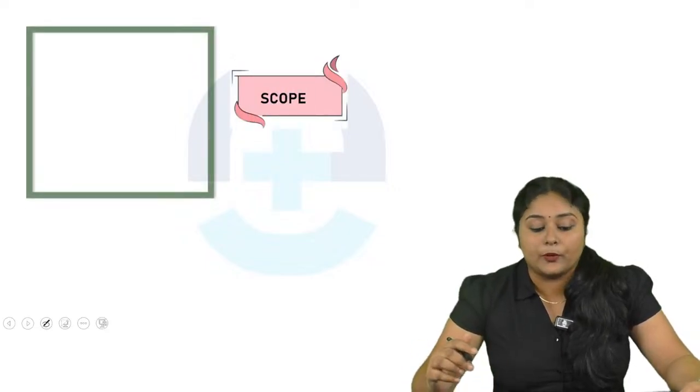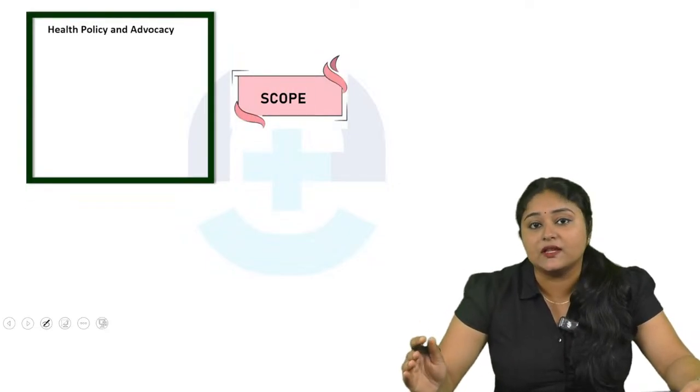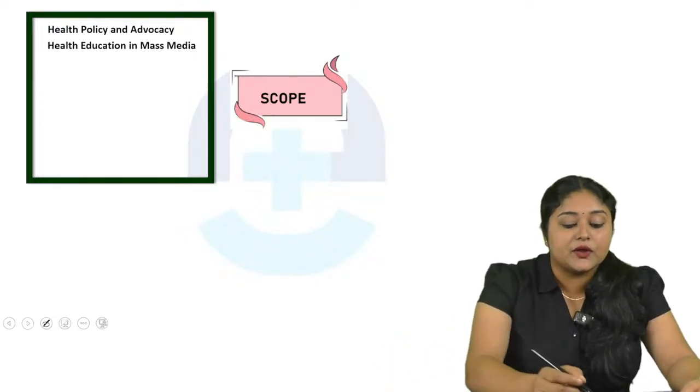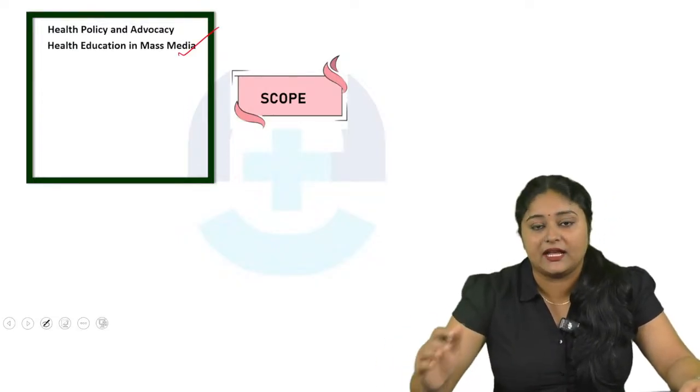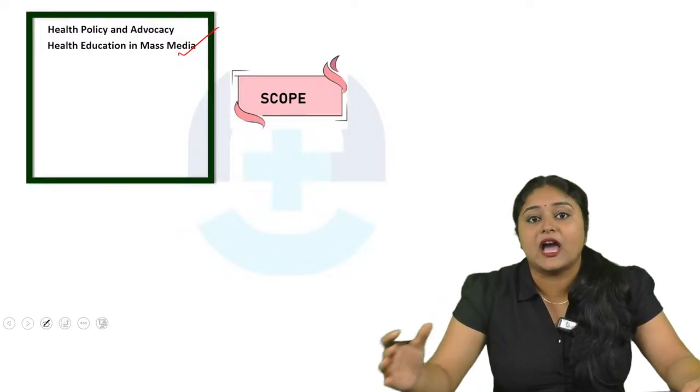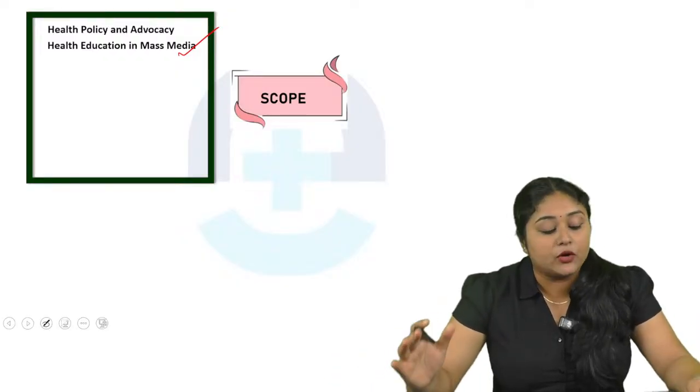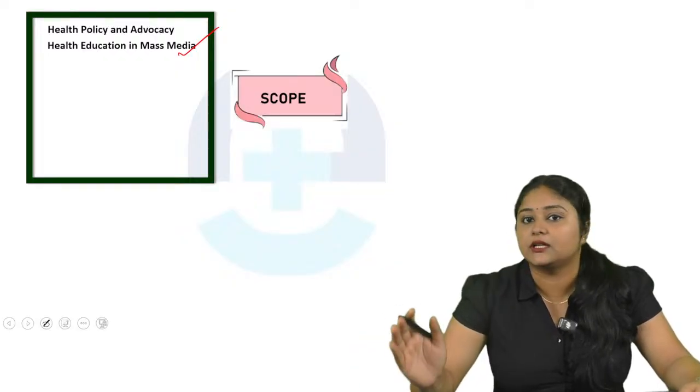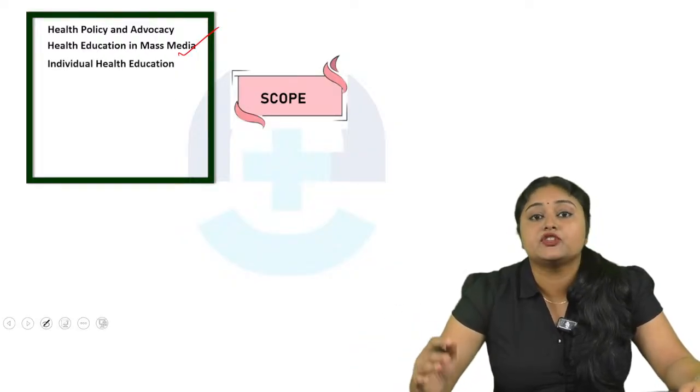Now come to the scope of health education. First is health policy and then advocacy. Next one is health education in the mass media, meaning through social media we have to deliver the concept, or we have to deliver the information among the community people. Next is individual health education.